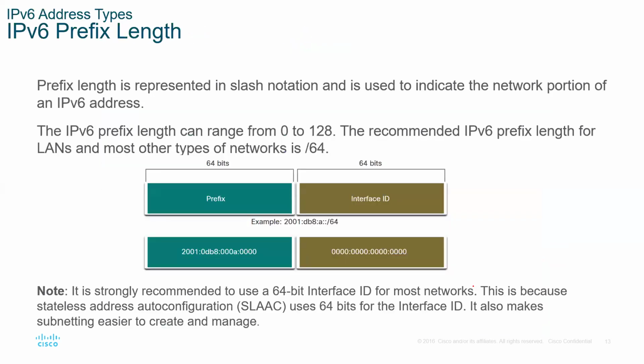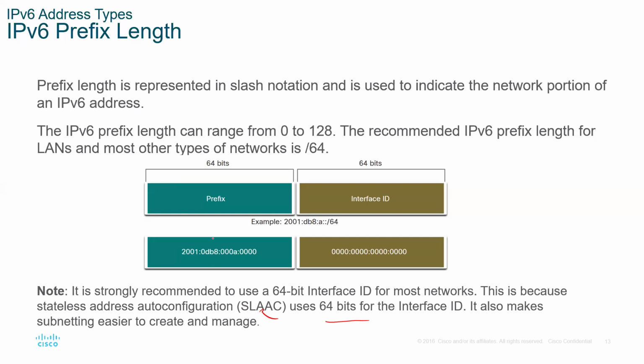Okay, prefix length. Prefix length is represented in slash notation. It is used to indicate the network portion of the IPv6 address. The IPv6 prefix length can range from 0 to 128. It is strongly recommended to use a 64-bit interface ID for most networks.